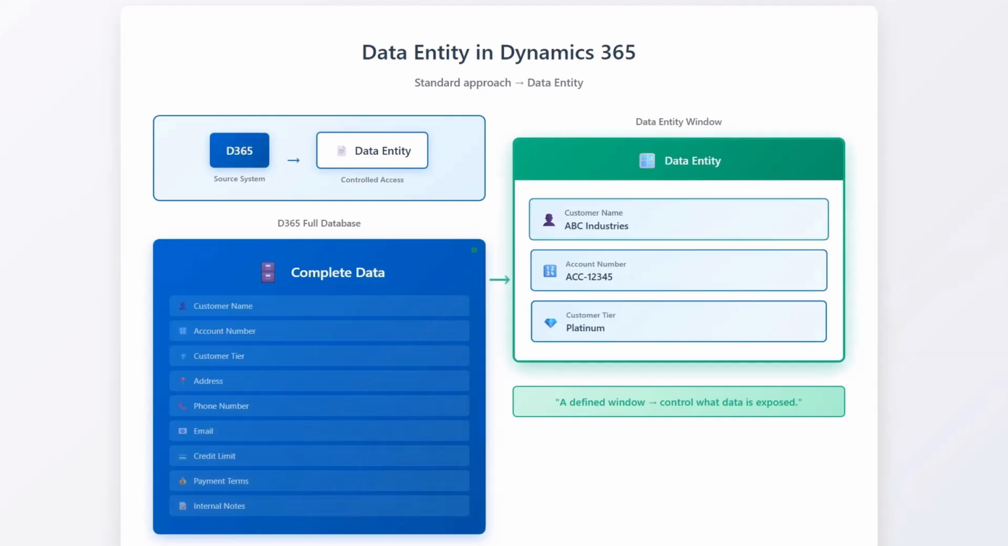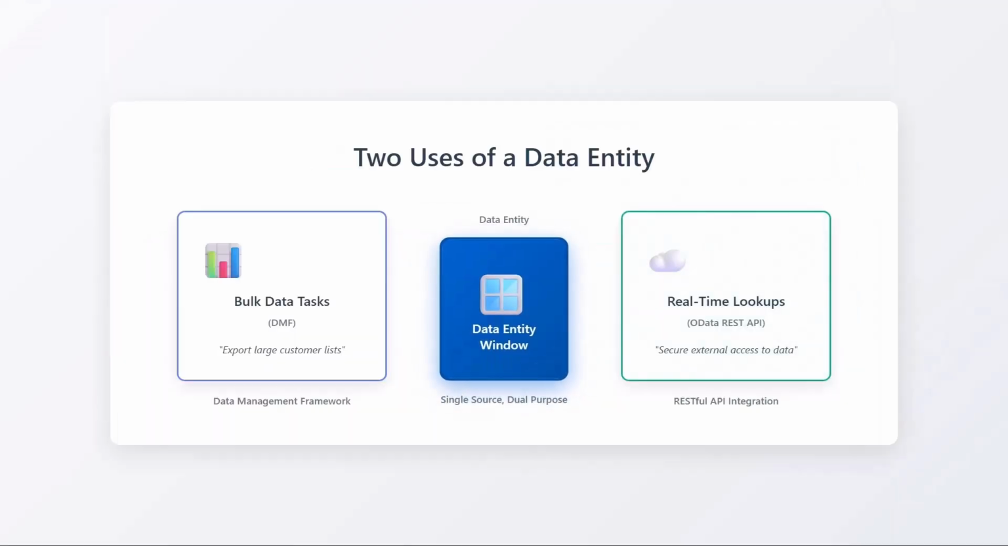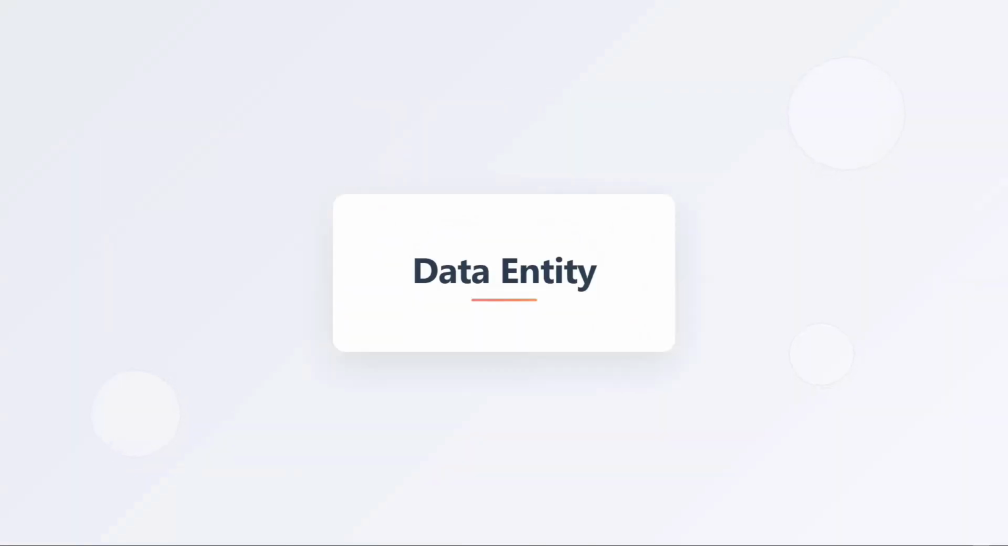In Dynamics 365, the standard way to do this is by creating a data entity. A data entity is a versatile tool. We can think of it as a defined window into our Dynamics 365 database where we decide exactly what data is visible. This window works in two primary ways. First, it can be used for bulk data tasks, like exporting a large list of customers using the Data Management Framework, or DMF. Second, it can be used for secure real-time lookups via an OData REST API. In this session, we will build one data entity and demonstrate how it accomplishes both tasks.